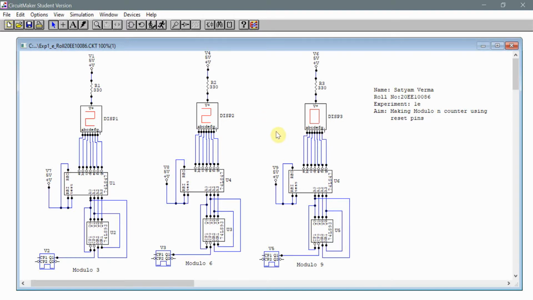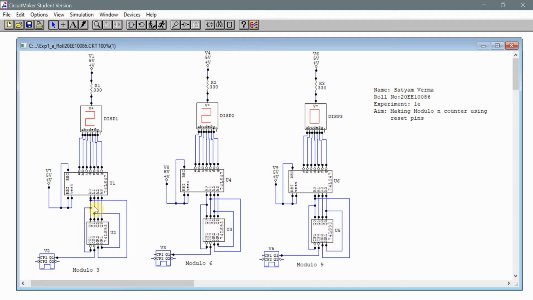Hello everyone, this is part E of experiment 1 where we have tried to make different modulo n counters using the master reset pins. So first of all we have this leftmost circuit wherein we have connected the first reset pin, that is MR1, to A1, and the second reset pin, that is MR2, to A0.